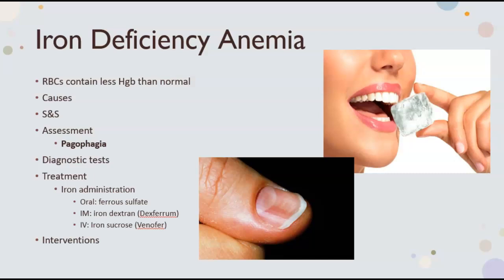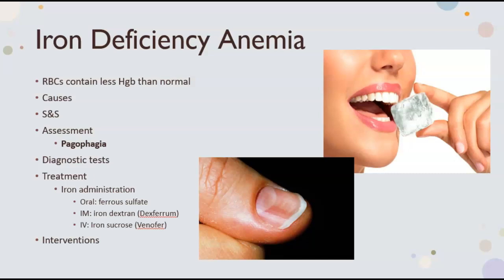Assessment: there will be various GI symptoms, so you'll have glossitis, which is inflammation and redness of the tongue. Pagophagia, and this is the desire to eat ice, clay, or starches. Weakness, cold extremities, complaints of chest pain. The fingernails will be fragile and shaped like the head of a spoon with a central depression and raised borders. And you can see a picture of that here on the bottom of this slide. That's kind of what their fingernails will look like. Stomatitis and dry, cracked lips are also signs and symptoms.